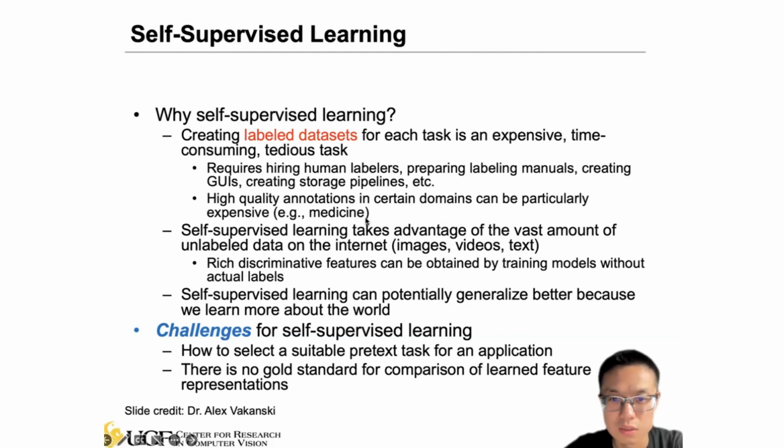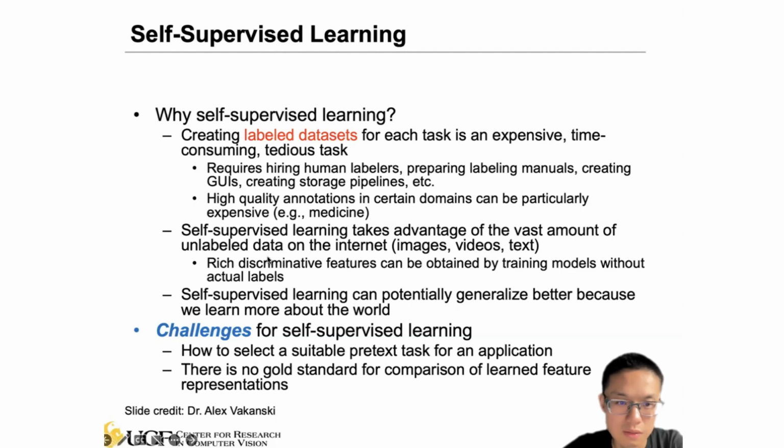And high quality annotation in certain domains can be particularly expensive, especially in the medical image computing domain. We want to annotate tumors and different organs, so the human labeler may need to have a medical or healthcare related degree. Otherwise, the quality of the annotation may not be high enough. We cannot ask random people to annotate medical data if they don't have expert knowledge in this domain. So this higher quality annotation can be very expensive.